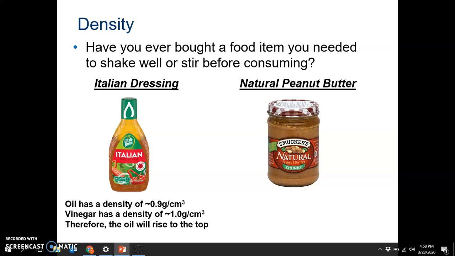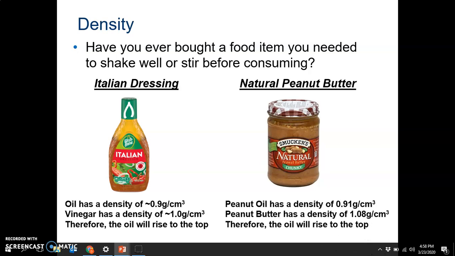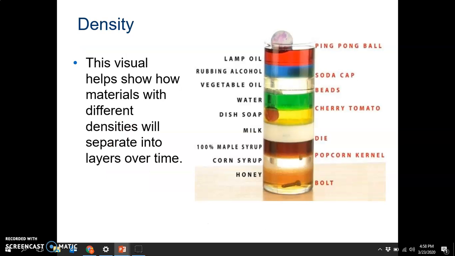Natural peanut butter, the one that doesn't have hydrogenated oil, when you first open it, the peanut oil is all at the top and the peanut butter is at the bottom. You have to stir it. Why? The density. The density of the oil is less than the peanut butter itself, meaning that it will separate. You have to mix it together before you consume. And this is just an example of how different materials, different densities will separate into layers over time.